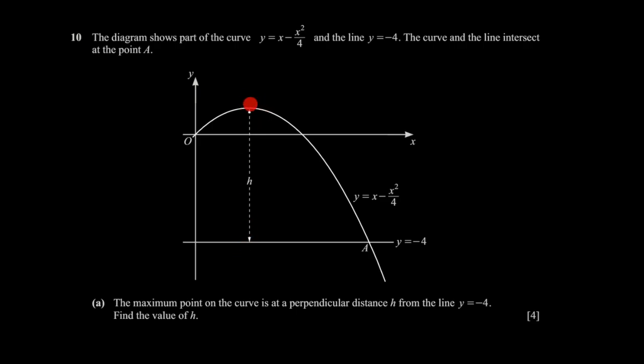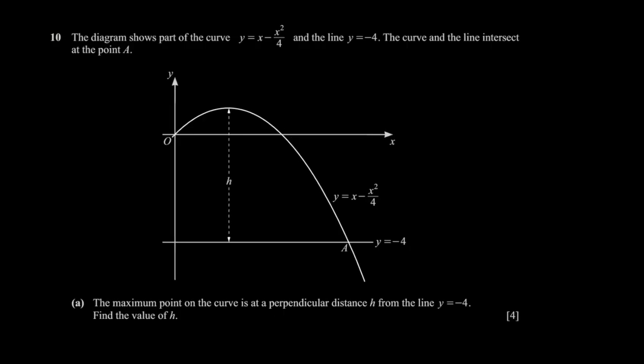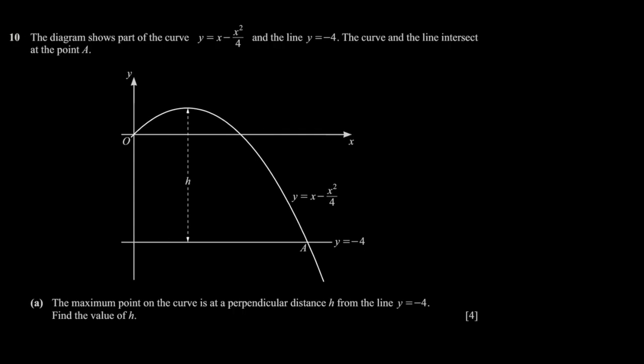Okay, so basically we want to find the maximum point. I mean, there are so many ways we could do that. We could find the roots of the quadratic, and then the maximum point's going to be halfway in between. We could complete the square of the quadratic. I'm going to differentiate it. I mean, just got to choose one way, right?